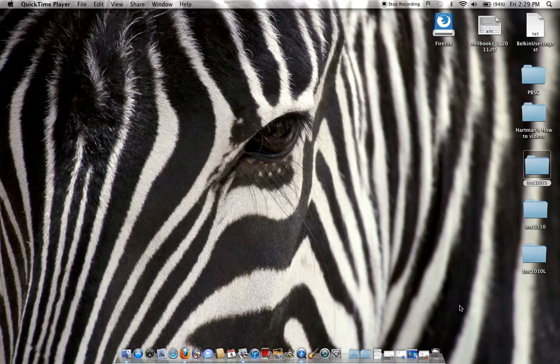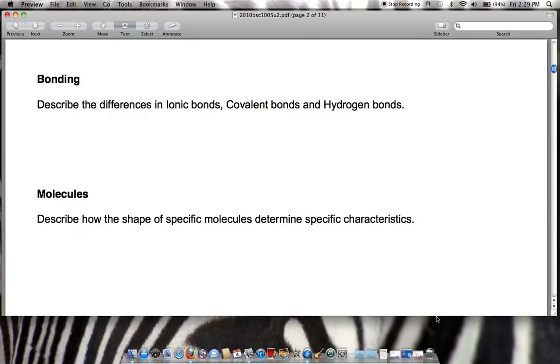Now today's mini lecture is going to be discussing three different types of chemical bonds. So let's take a look at our outline. We have three different kinds of bonds: ionic bonds, covalent bonds, and hydrogen bonds.